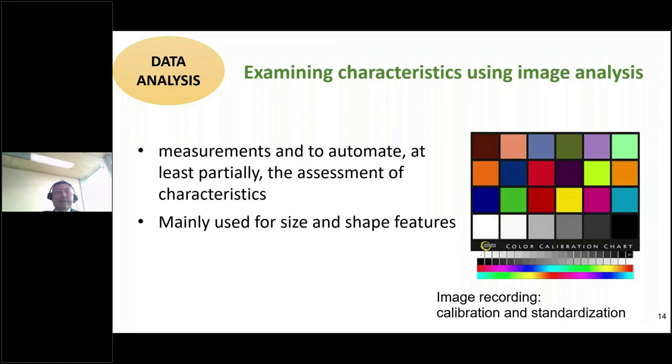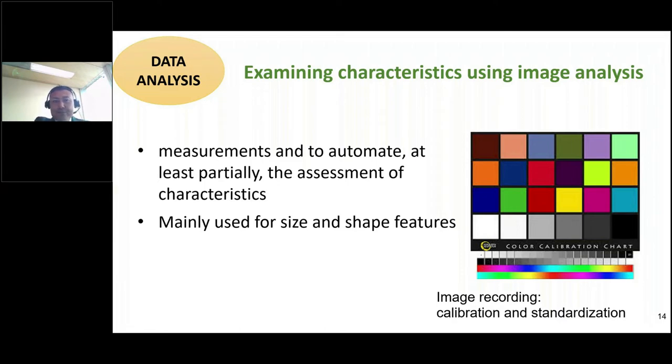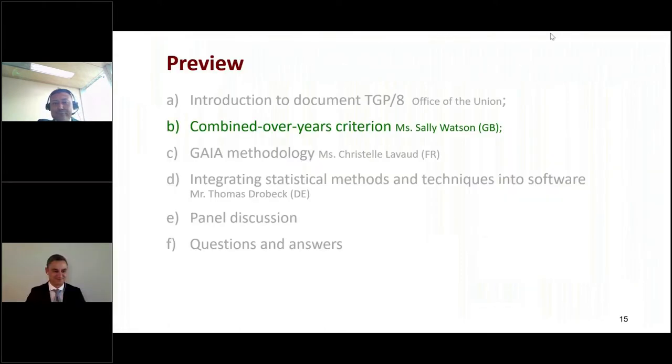So that is my presentation. Thank you for listening. And I bring you back to Bill. Thank you, Manabu. Now we continue with the combined over years criterion to be introduced by Miss Sally Watson. Please, Sally, you have the floor.